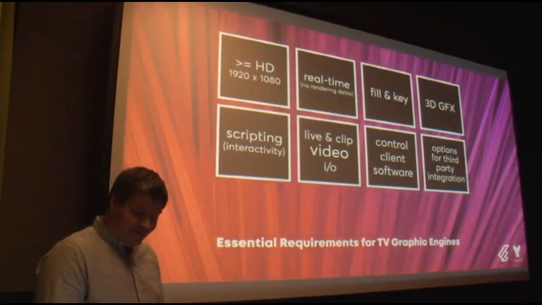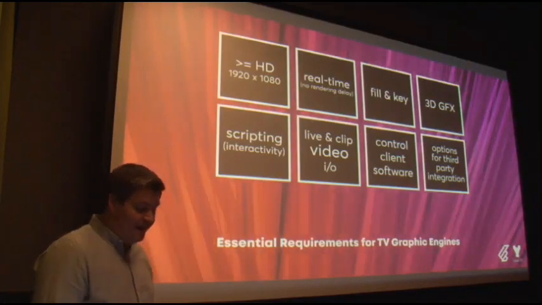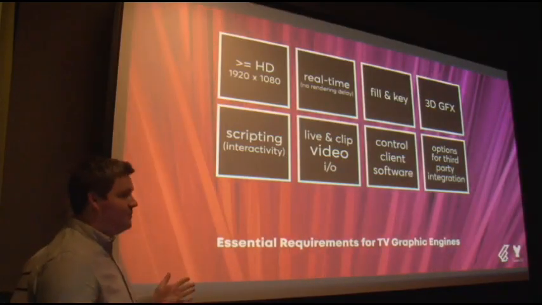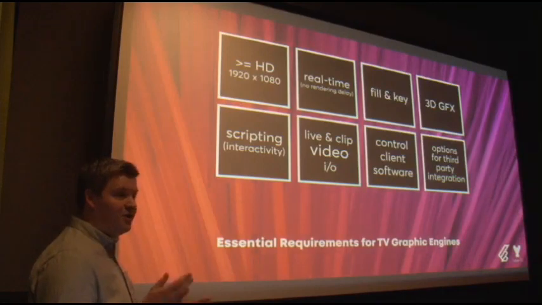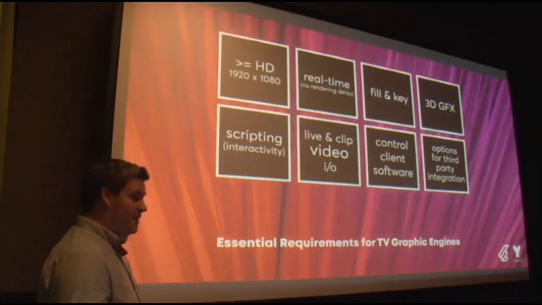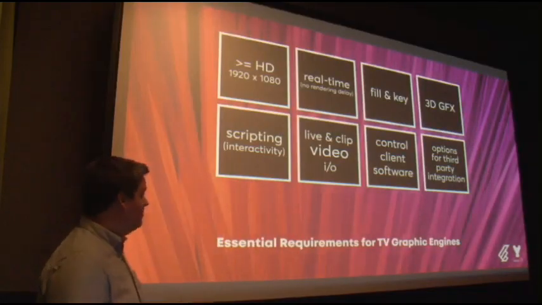So that's why we have to have a fill and a key. What a fill and key are: a fill is the solid of TV, and the key is what cuts out that solid shape. So when you see lower thirds at the bottom of the screen, the transparency comes from the key.